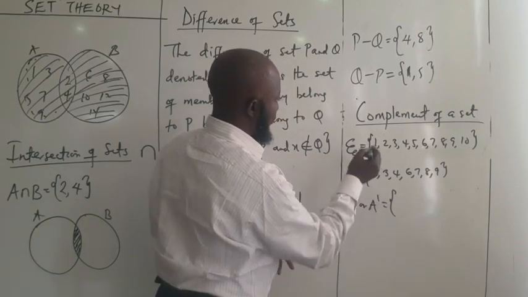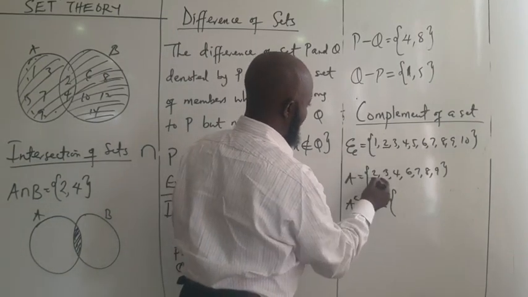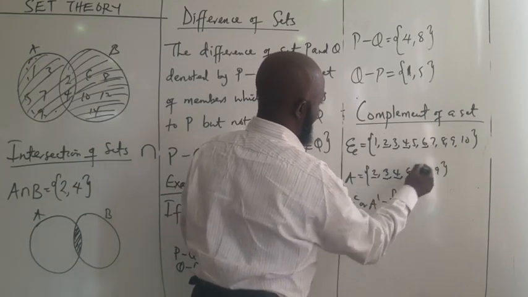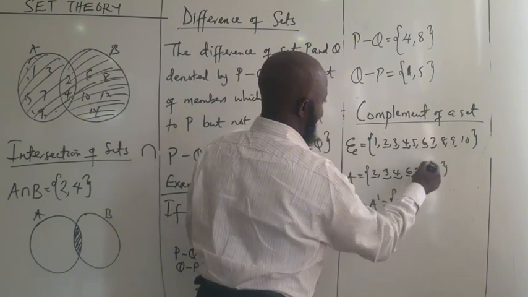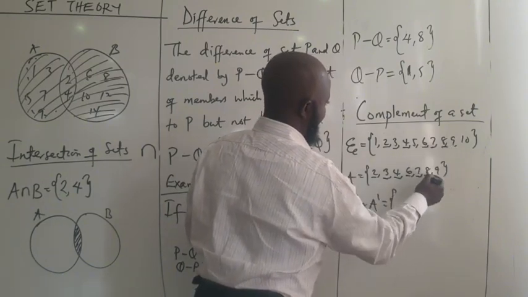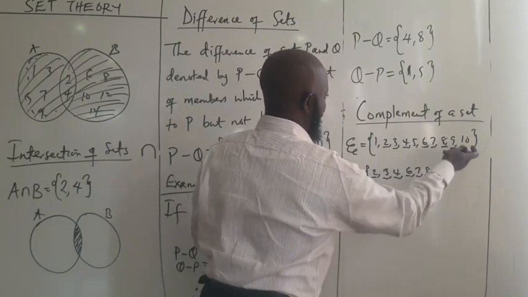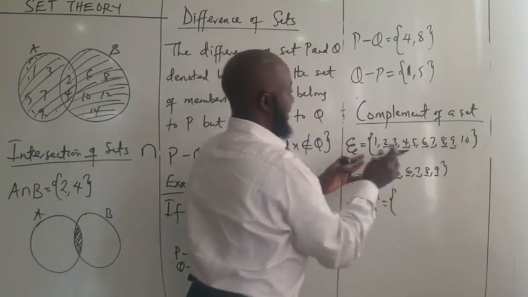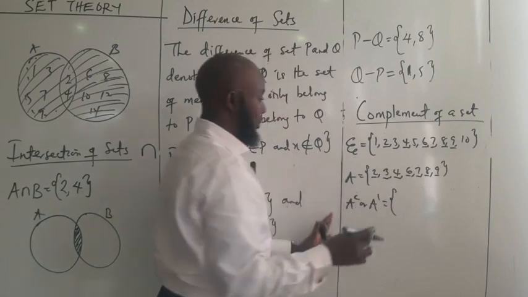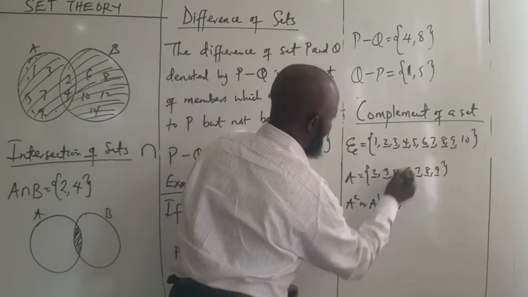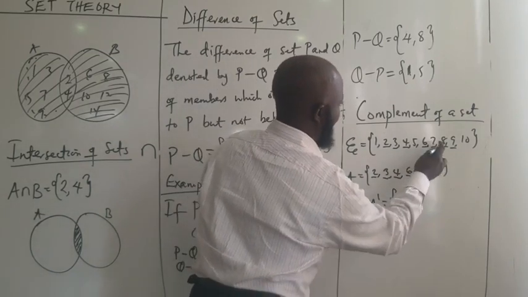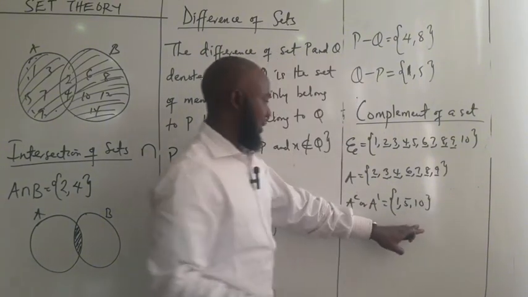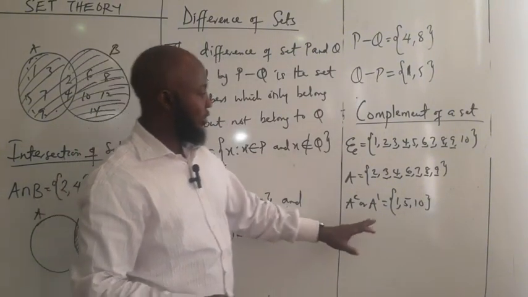So in this case, we have 2 here, we have 2 here. 3 here, we have 3 here. 4 here, we have 4 here. 6 here, we have 6 here. 7 here, we have 7 here. 8 here, we have 8 here. 9 here, 9 here. We have 10 here, we don't have 10. So we are now looking at the universal set. The ones that we have not ticked will be our answer. So that will be 1, 5 and 10. I hope this is very clear. So that is that on complement of a set.